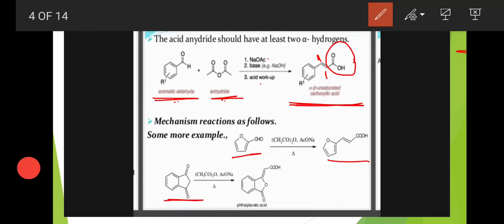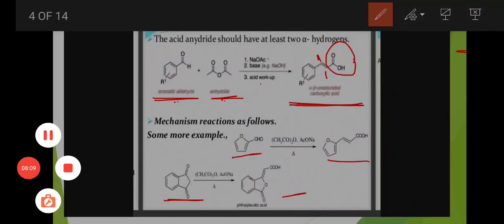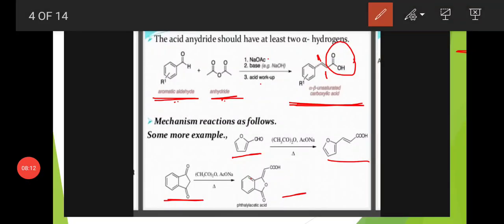Here this is phthalic anhydride. Phthalic anhydride reacts with acetic anhydride in the presence of sodium acetate and forms phthalylacetic acid, which is also an alpha beta unsaturated carboxylic acid. Phthalic anhydride and furfural react with acetic anhydride in the presence of sodium acetate and form alpha beta unsaturated carboxylic acids. These are all examples of the Perkin reaction.